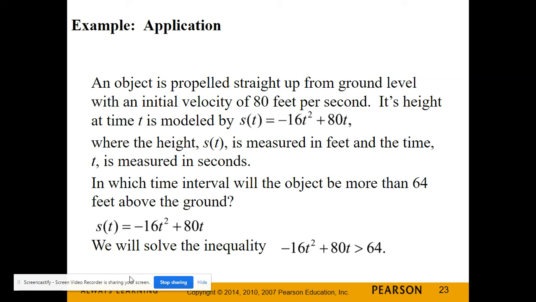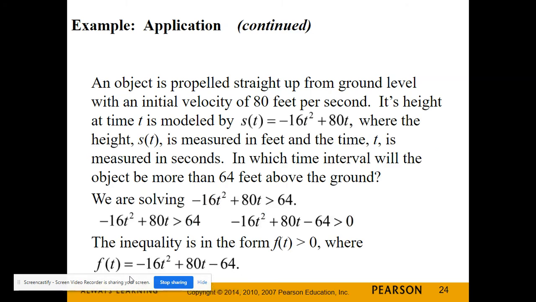All right, so in which interval will the object be more than 64 feet above the ground? If s of t is equal to that expression, we're going to say that the expression needs to be greater than 64. We want to know when the height of the object will be more than 64 feet off the ground. So we're going to say that expression is greater than 64 and then solve. Remember, our first step is to get everything to one side. So we're going to subtract 64 from both sides, and you end up with that expression now greater than 0.